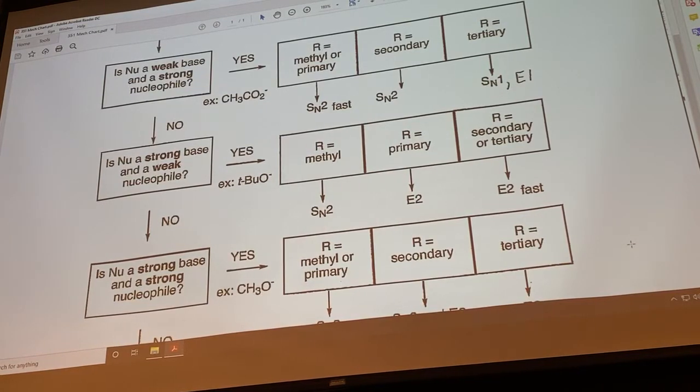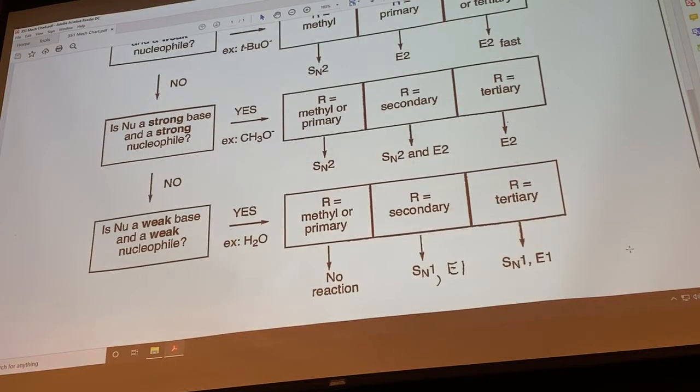We've got acetate as a weak base, strong nucleophile. We've got tert butoxide as a strong base, weak nucleophile. We've got methoxide as a strong base, strong nucleophile. And then down here we have water as a weak base, weak nucleophile. And then we have all the outcomes. We know that whenever we have that carbocation intermediate, we're going to get a mixture of SN1 and E1. We know that when we're using secondary alkyl halides with strong bases and strong nucleophiles, we see a mixture of substitution and elimination products.